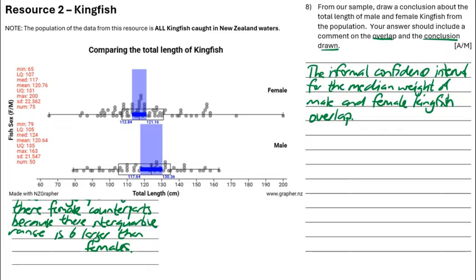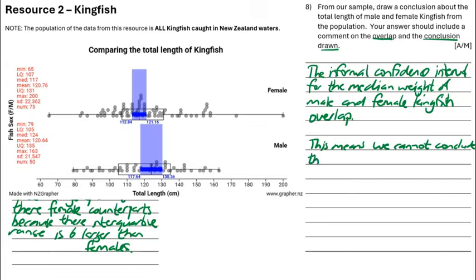So if they overlap, that then lets us make the overall conclusion, the decision, which needs to be my second paragraph. So let's talk about that. So this means we cannot conclude. So we can't conclude because of this overlap.